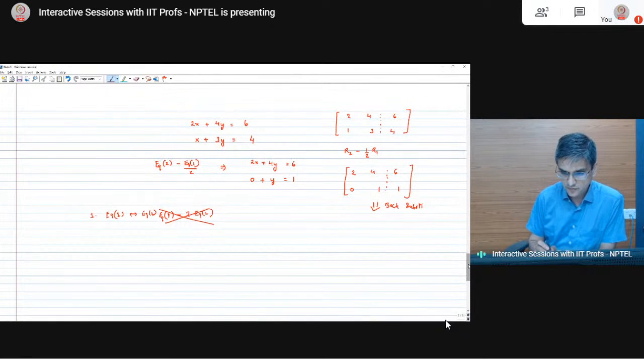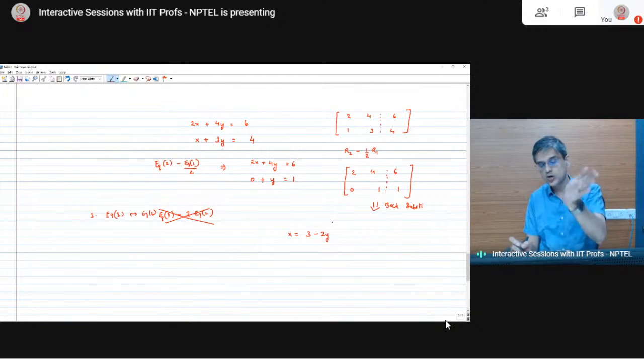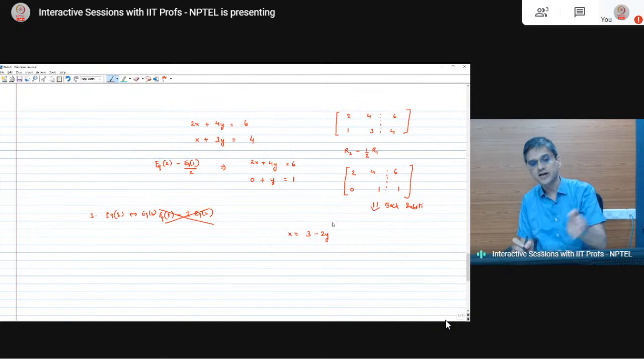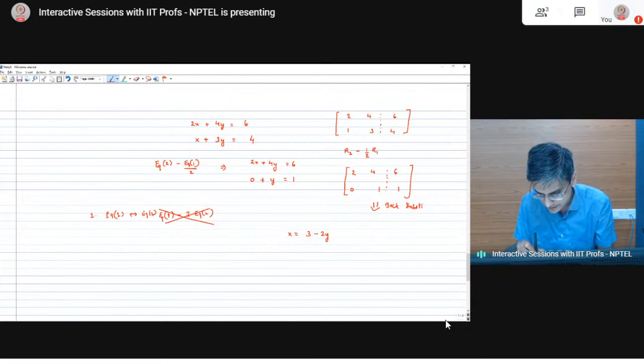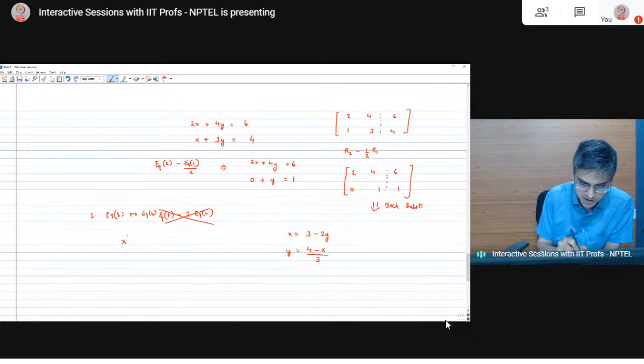Okay, so 2x minus 4y equal to 6. So what I will write is the first equation as x equal to 3 minus 2y. I take 4y onto the left hand side and divide by 2. Okay, then what I will write is 3y equal to 4 minus x, or y equal to (4 minus x) divided by 3. Okay, let's take our initial guess, x0 equal to 0, y0 equal to 0.